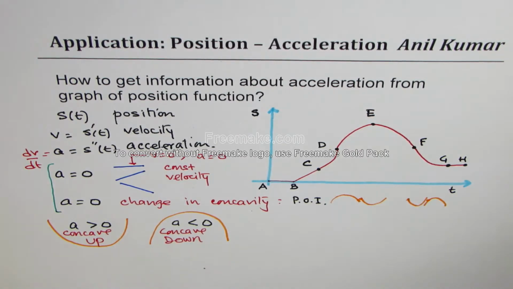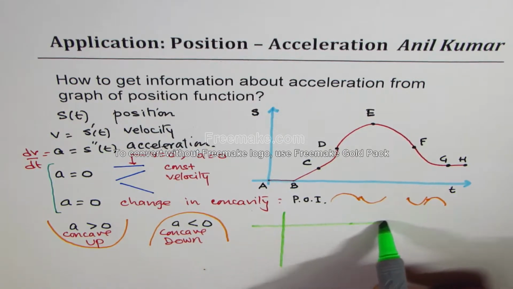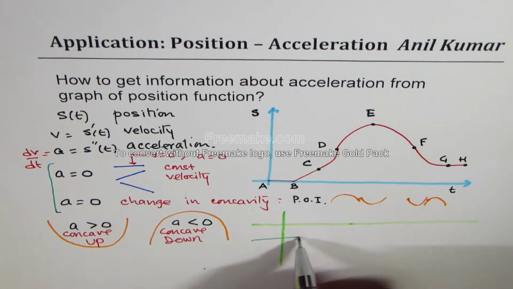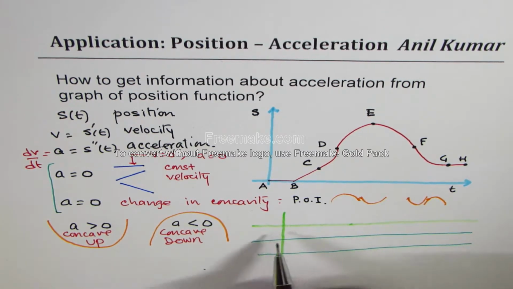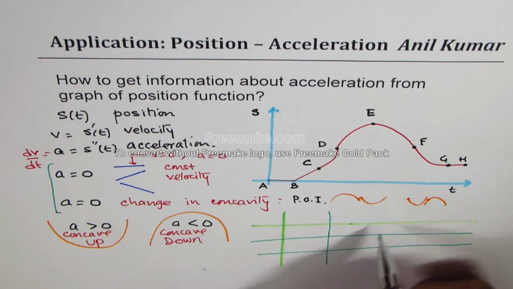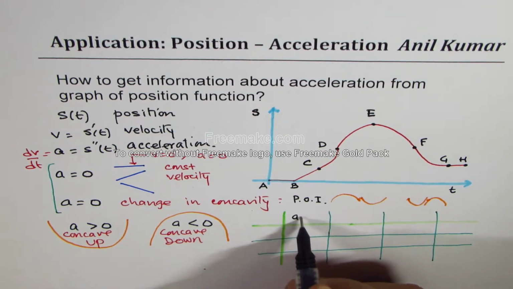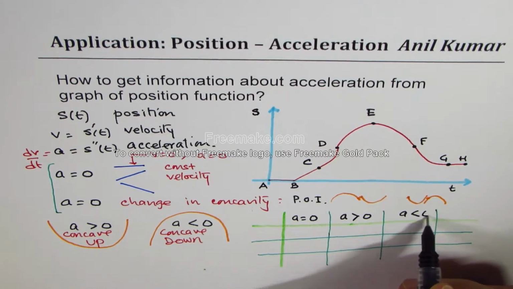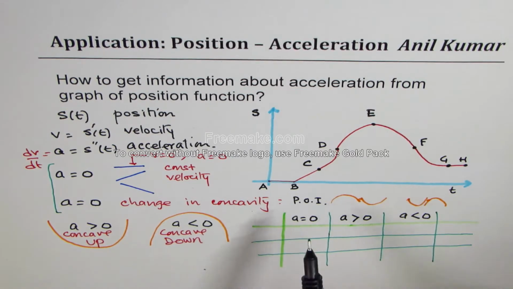So what I will do now is create a small table. Since acceleration could have three values, we are not interested in actual values. We just want to know positive or negative or 0, correct? So we'll have columns in which we'll just write what happens to acceleration, right? Acceleration could be equal to 0, acceleration could be greater than 0, acceleration could be less than 0. Three possibilities. We'll only write the segments where it is whatever.